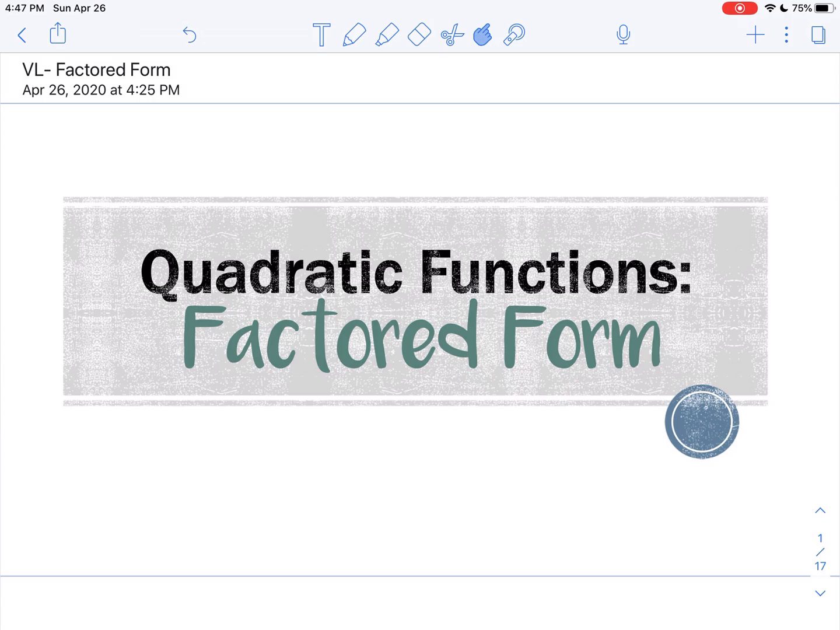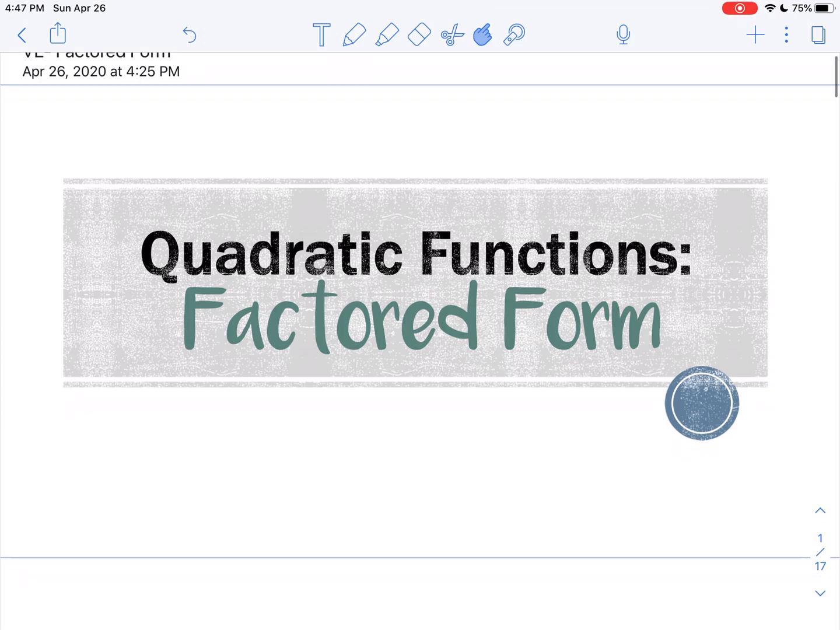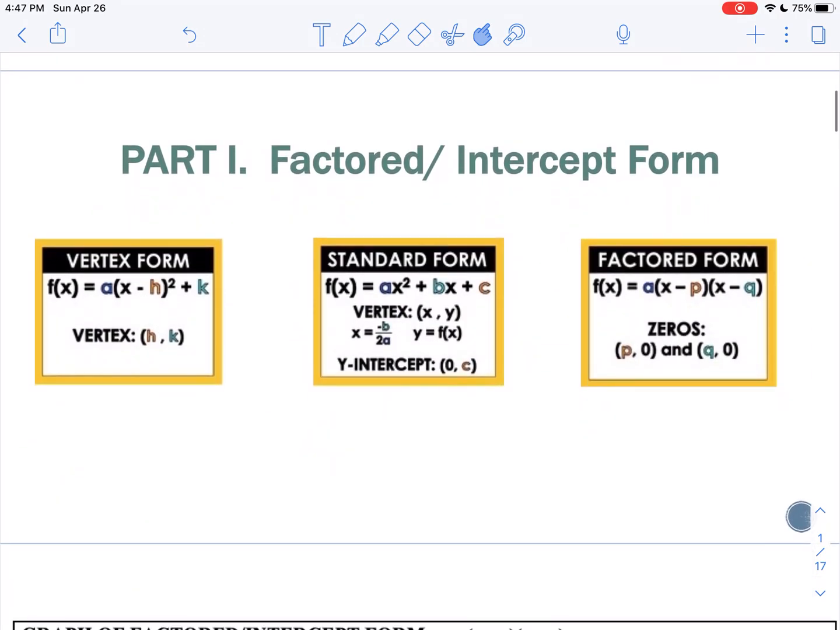For this lesson, you should have a pencil in your hand, your notes printed out, and your brain ready to work. Let's get started. So, throughout this unit, we've talked about a few different forms, okay?